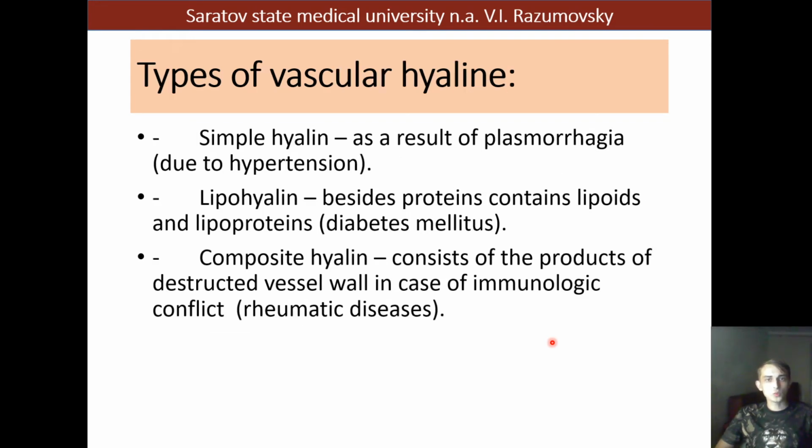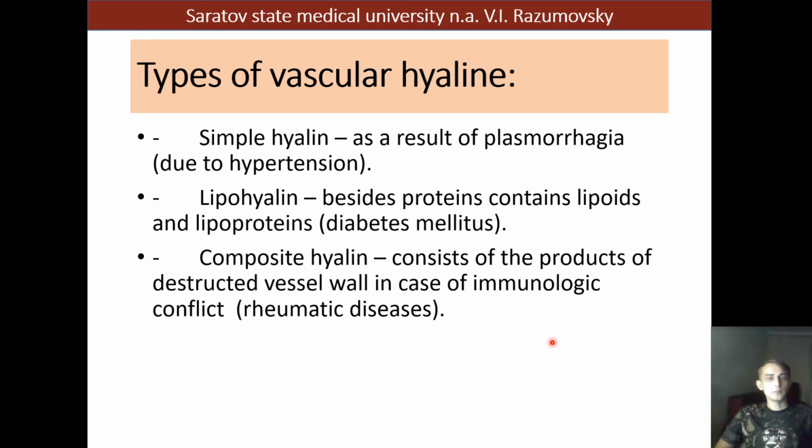Before we continue, we should talk about types of vascular hyaline, or types of hyaline of vessels, which we could find in vessels. We can find 3 types of it. First one is simple hyaline. It's a result of plasmorrhea due to arterial hypertension, for example.